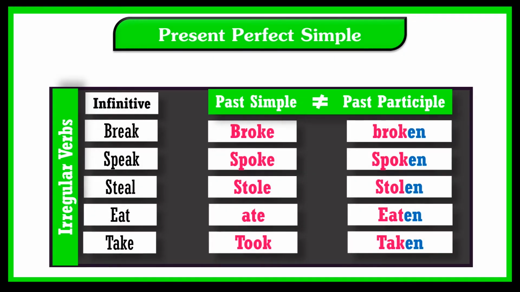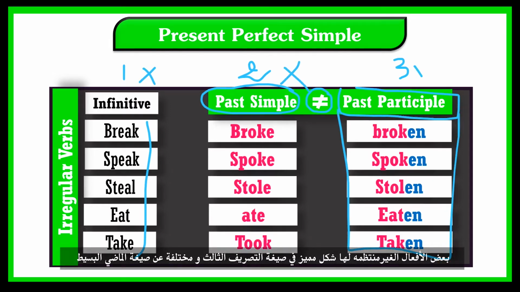However, if you find one of these verbs such as break, speak, steal, eat, take, to mention but few, the past participle is different from both the infinitive and the past simple form. In this case, the best choice is one which ends in en, like in broken, spoken, stolen, eaten, and taken.